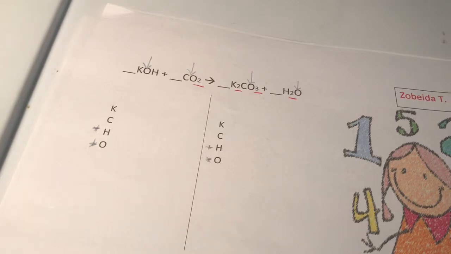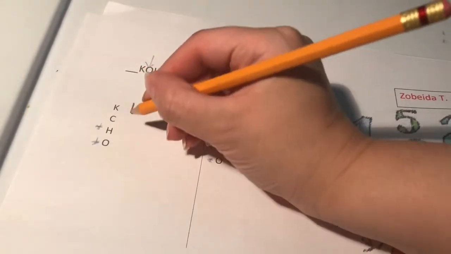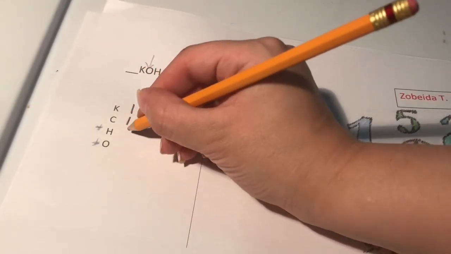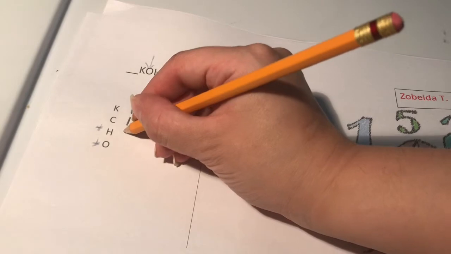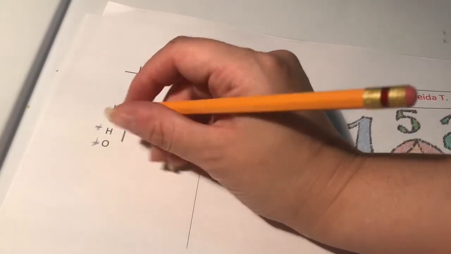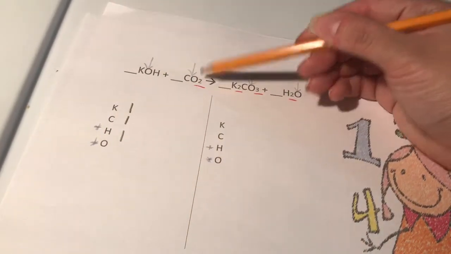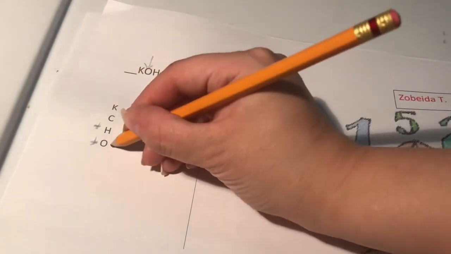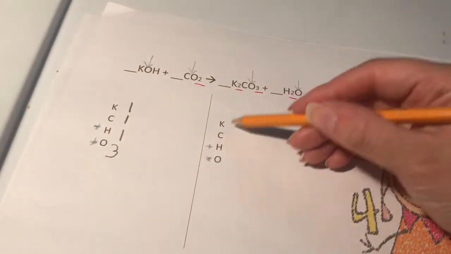So now that we have everything in order, I'm just going to start counting. To write down the amount of each element, we have 1 potassium, 1 carbon, and 1 hydrogen. But how many oxygens do we have? Potassium hydroxide has 1, and carbon dioxide has 2.